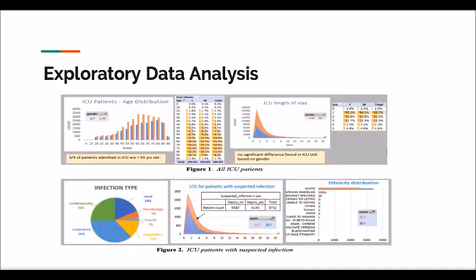Here is a quick snapshot of exploratory data analysis. We see that the patient's age distribution is slightly skewed towards the right. On the right, the distribution of ICU length of stay is slightly skewed left. The two main infection types, cardiovascular infection and respiratory infection, comprise 50%. Length of stay for patients with suspected infection was about 0 to 4 days.